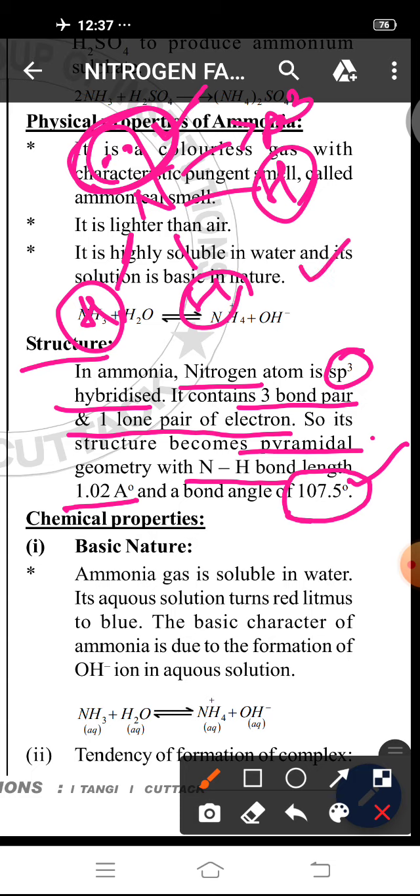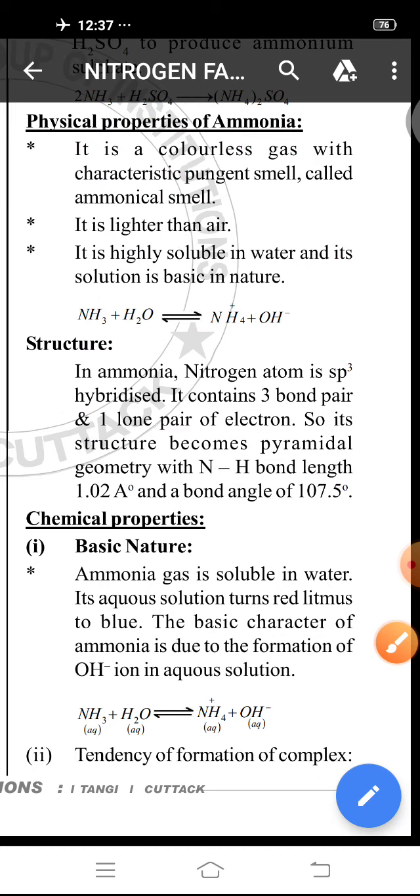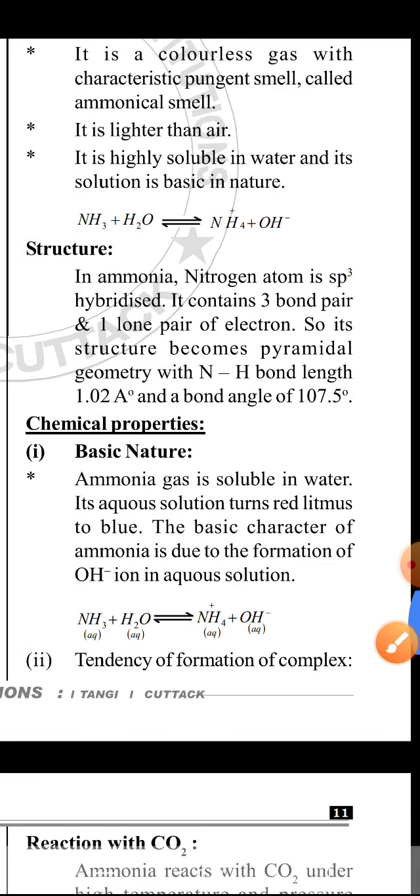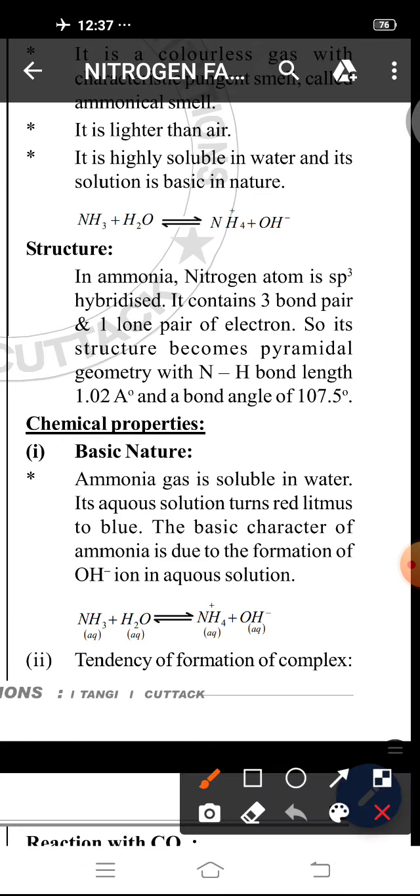So this is the structure of ammonia. Then comes its chemical properties. In chemical properties, the first property is basic nature. Since ammonia gas is soluble in water, its aqueous solution turns red litmus to blue. So red litmus, when converted to blue, shows that it is basic.